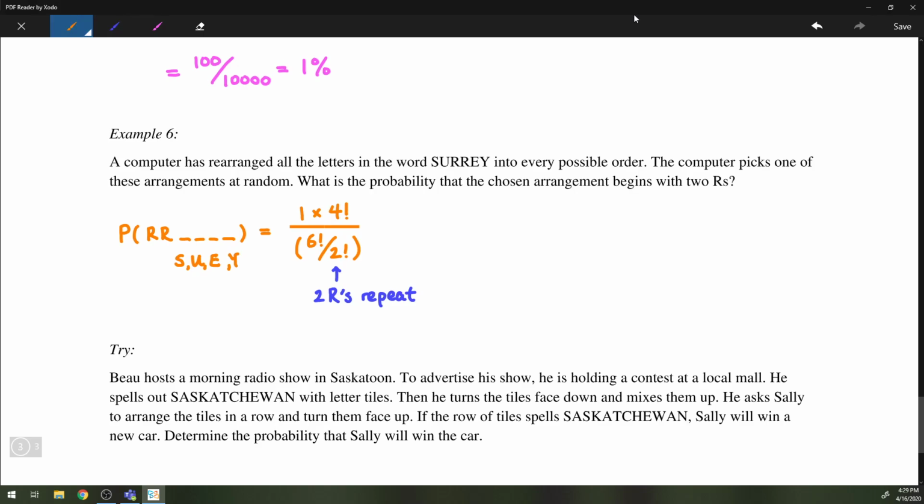So once we have that, 4 factorial is 24. 6 factorial is 720, divided by 2 is 360. And you can convert this into a percentage as well. This would be 6.67%.